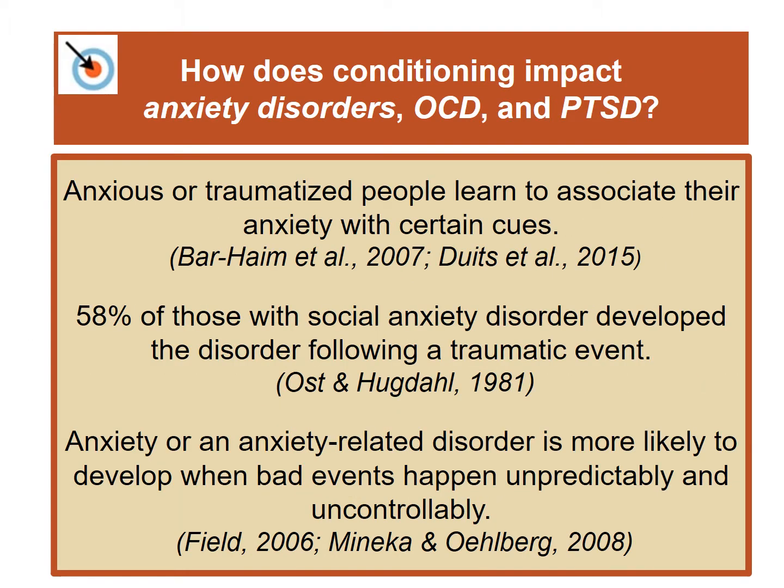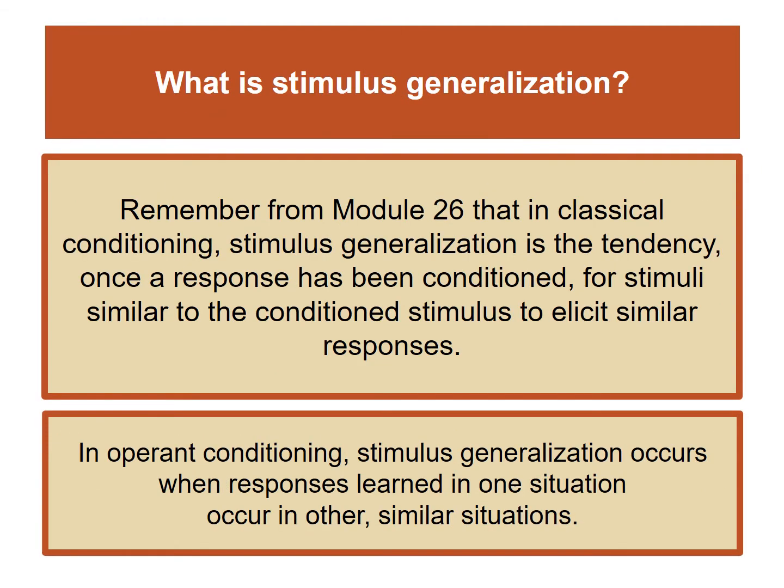Anxious or traumatized people learn to associate their anxiety with certain cues. 58% of those with social anxiety disorder developed the disorder following a traumatic event. Anxiety or an anxiety-related disorder is more likely to develop when bad events happen unpredictably and uncontrollably.